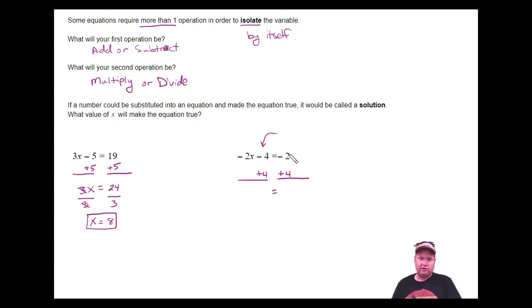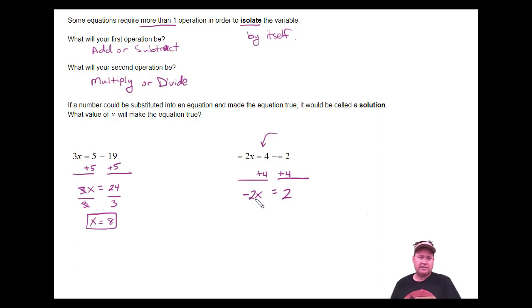Negative 2 plus 4 is 2. And the negative 4 and positive 4 cancel out. But we are left with this. Please don't forget that little negative sign right there. We have on the left side negative 2x. And if you hear yourself say it, it looks like negative 2 times x.